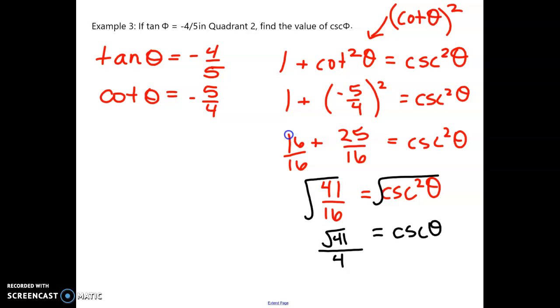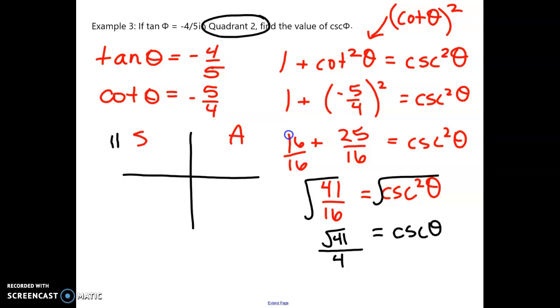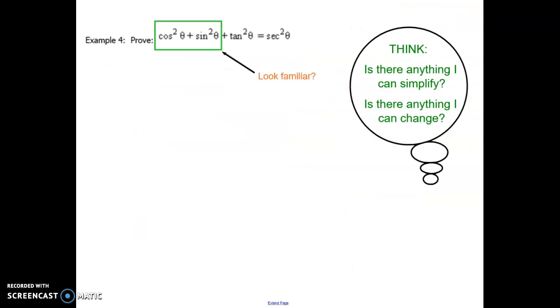Now, we have to be careful with one more thing. It tells us that this is in quadrant 2. Now, in quadrant 2, according to a smart trig class, sine is positive, but the reciprocal of sine is cosecant. So this answer that we got has to be positive. So just double check that. If it was in a different quadrant, it might have to be negative. But in quadrant 2, cosecant is positive. So most of our questions in this stuff is going to be proving.